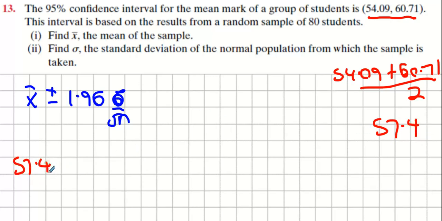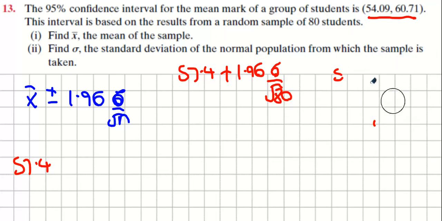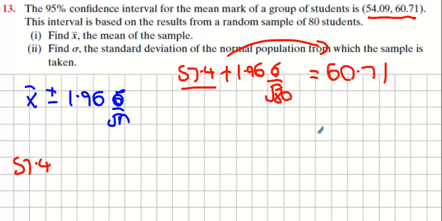Now here's the deal. When you take 57.4 and you add on 1.96 sigma, and how many people did we interview? 80. Sigma over root 80. Your answer is 60.71. Because you add on the error and it goes up to 60.71. What we're going to do with that 60.71 is we're going to take away the 57.4. So what do we get when you take that away?